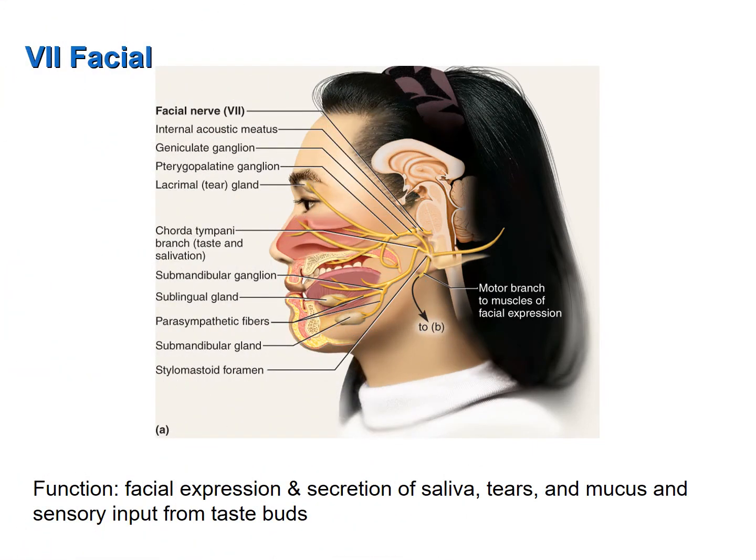Cranial nerve number 7 is the facial nerve. When you think of the facial nerve, think of every possible secretion that comes from the face. The facial nerve is responsible for facial expression. It's also responsible for secretion of saliva, tears, as well as mucus. The facial nerve is a mixed nerve as it also sends sensory input from the taste buds of the tongue.